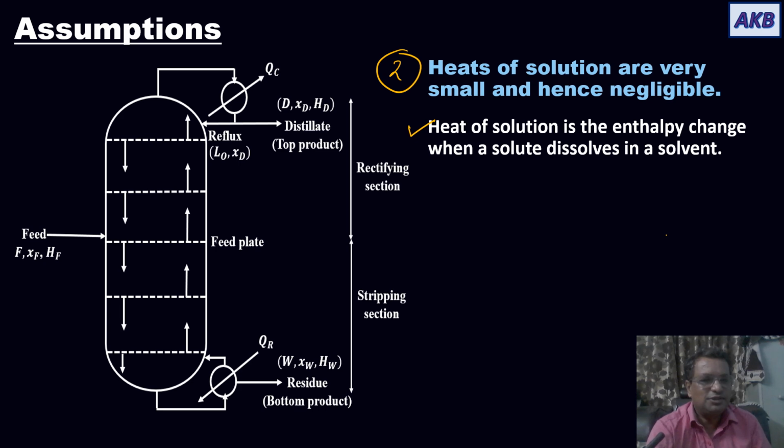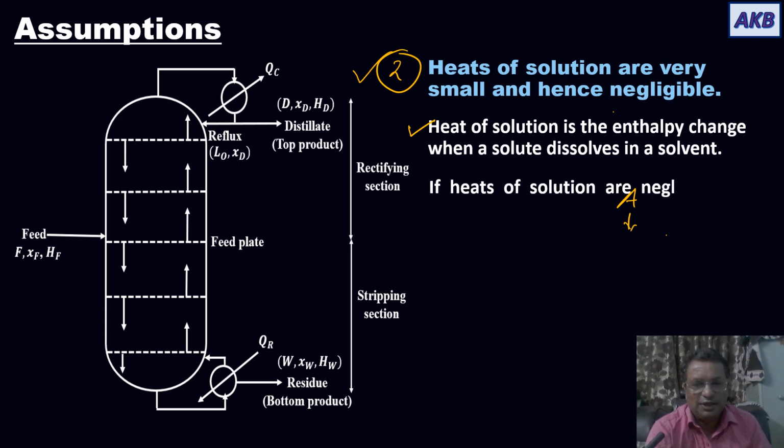Are you understanding? That means over here, A in the vapor phase will be dissolving in the liquid phase, and the enthalpy change associated with this dissolution is very small and can be neglected. So that is the second assumption used in the McCabe Thiele method. What is that? Heats of solution are very small and hence they are negligible.